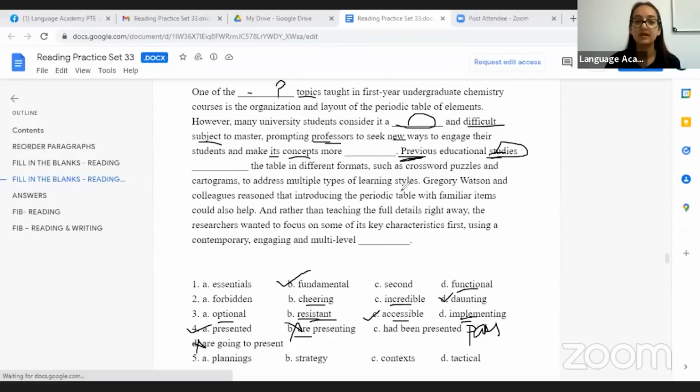types of learning styles. And in the end, they say, "and rather than teaching the full details right away, the researchers wanted to focus on some of its key characteristics first, using a contemporary, engaging, and multi-level dash." So with comes a plural noun, is it? Many of you have written context.